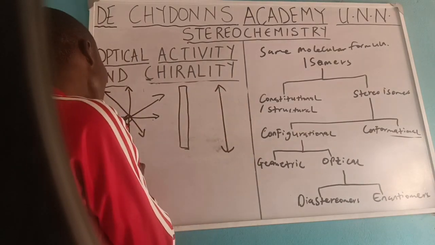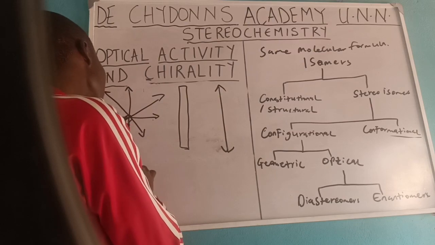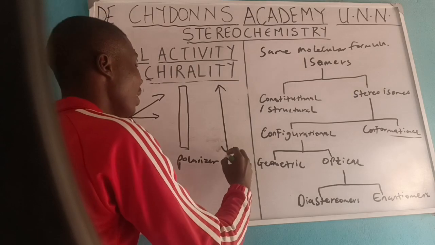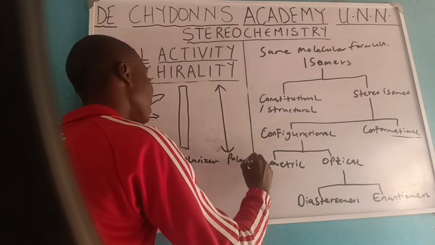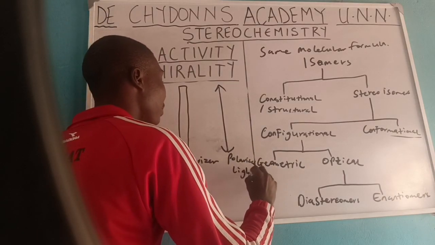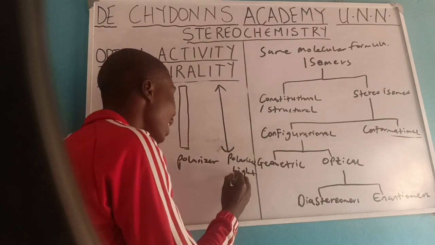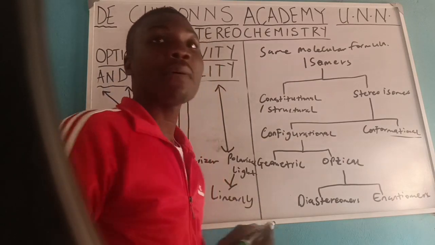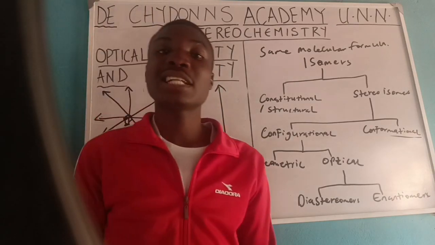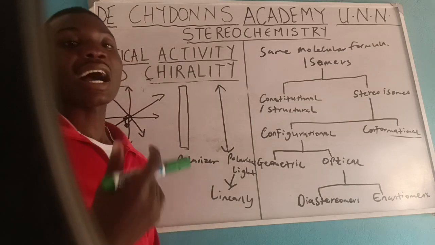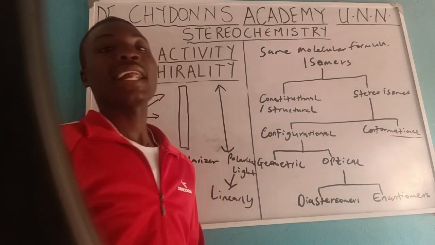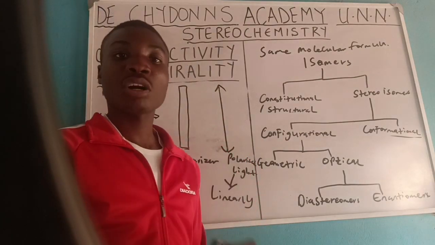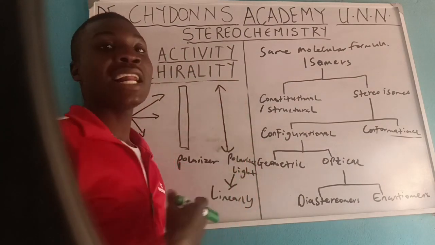So this is the light source, and this is our polarizer, and then this is our polarized light. It's very important that I let you know that the light we're talking about here is linearly polarized light. Why do I have to highlight linearly polarized light? Because light can be polarized circularly and can also be polarized elliptically. But for the purpose of this particular tutorial, our focus is on linearly polarized light.